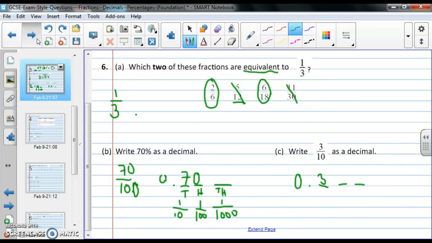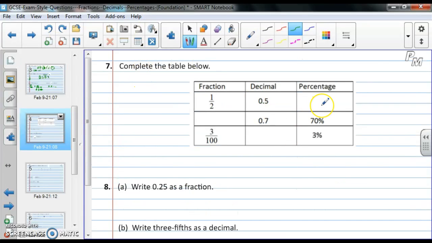Alright, lovely. Moving on. So again, this one we're dealing with fractions, decimals, and percentages. We talked about earlier 1/2 as a fraction, decimal it's 0.5. Our percentage, we need 50%.